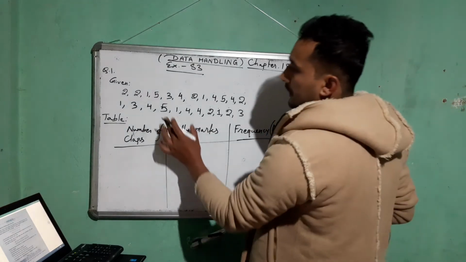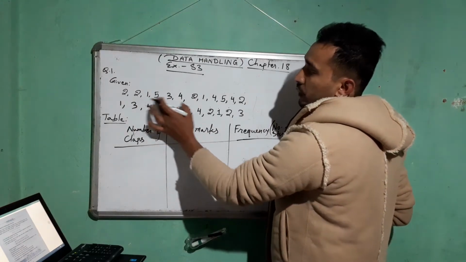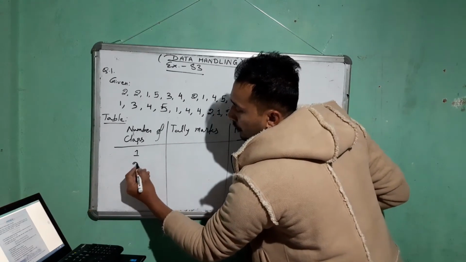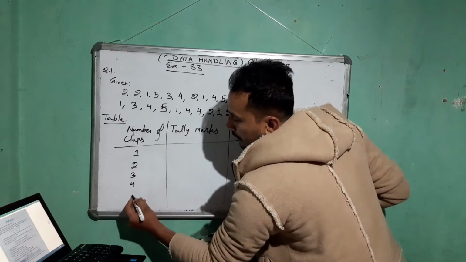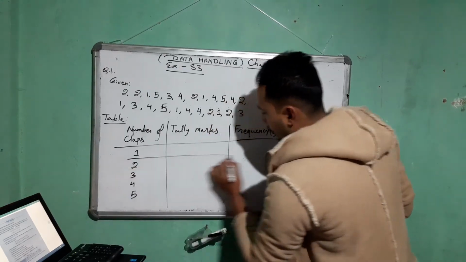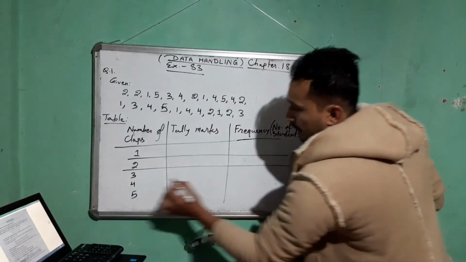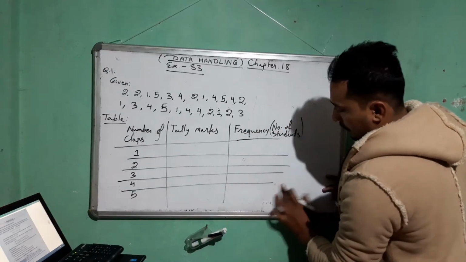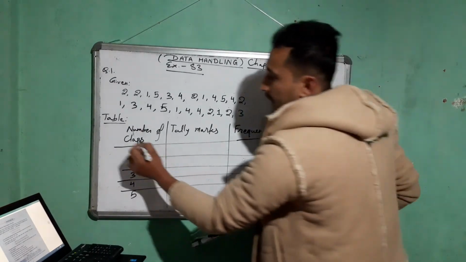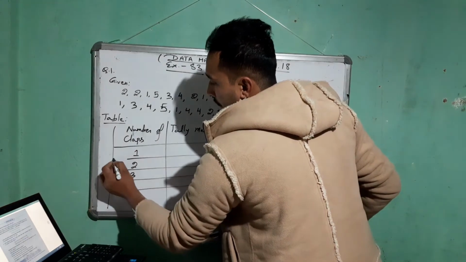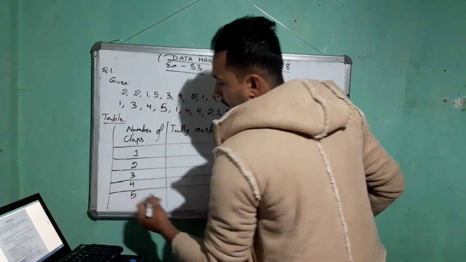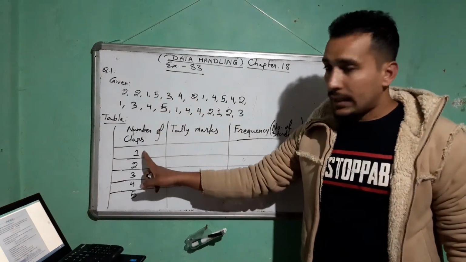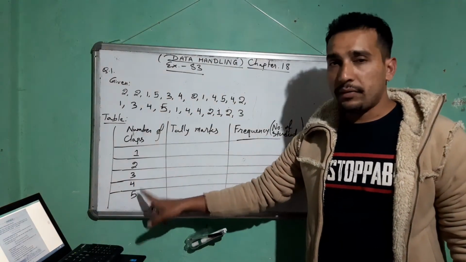Number of claps means some have clapped 1 time, some 2, some 3, some 4, and some 5. So 1 clap, 2 claps, 3 claps, 4 claps, and 5 claps. Use a scale and pencil for making this table. Do it properly, neatly.